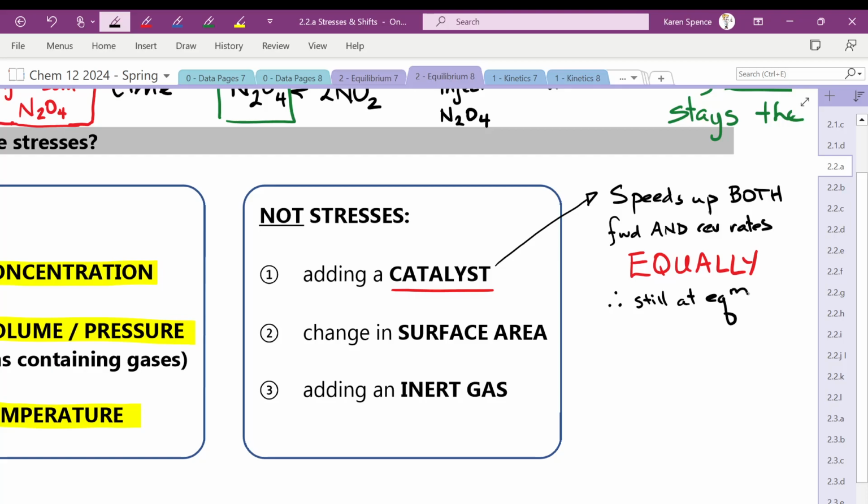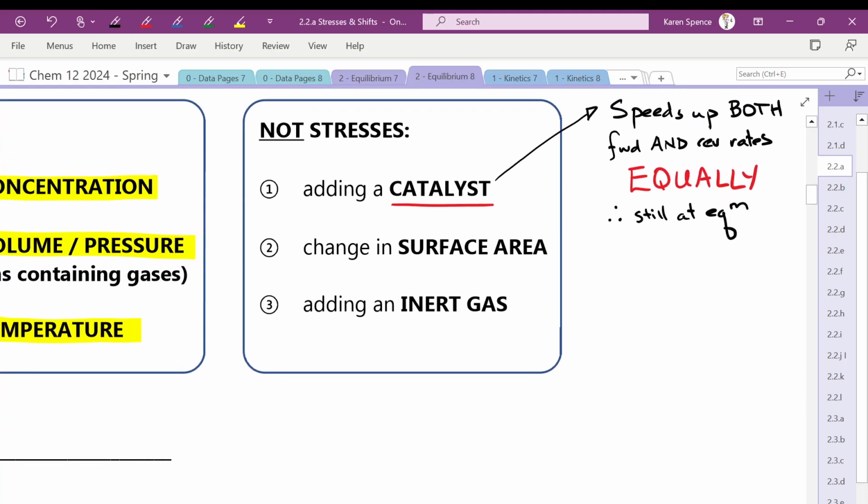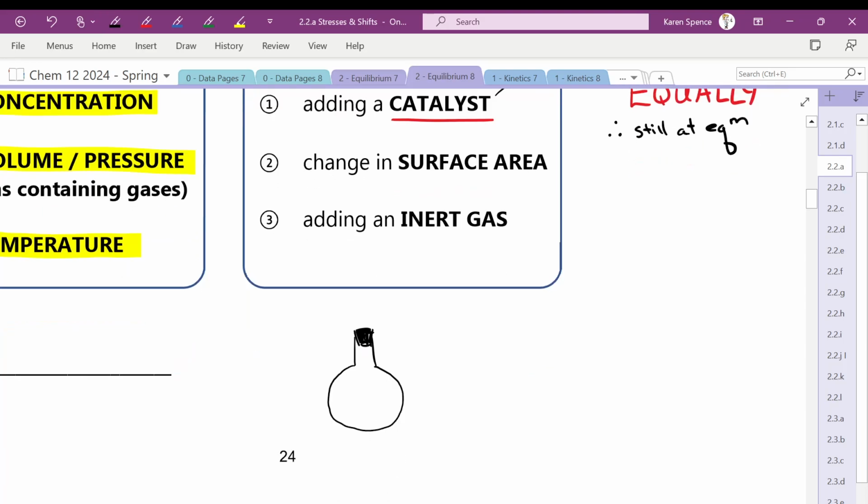Now, surface area, we're going to use a little example here where we have a flask, just like the one we had yesterday. And we're going to use a really simple system here. I'm just going to do evaporating a liquid. So we have a liquid here, and some of that liquid evaporates out and gives us some gas particles. Yes?